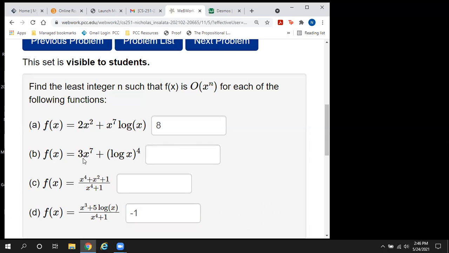This 3 times x to the 7th, the 3 gets thrown in the trash, right? Any coefficient gets thrown away. Any term that has a smaller exponent, like log of x to the 4th, goes in the trash. So this one, we're going to throw the 5 log x in the trash. The +1 goes in the trash. We're left with x cubed over x 4th, which equals x to the -1st.